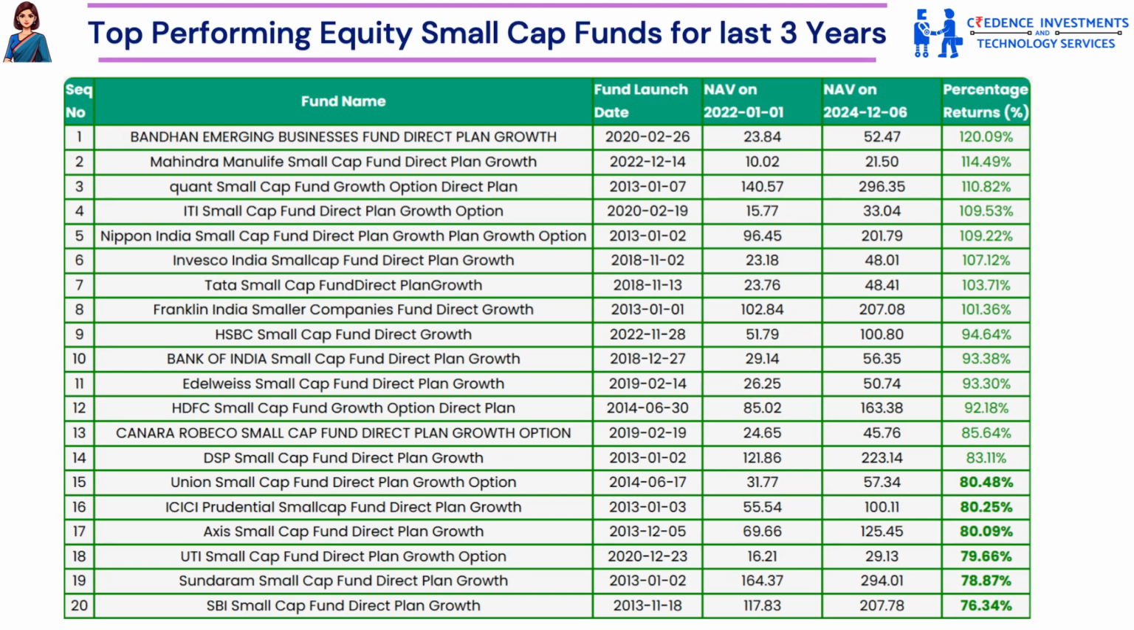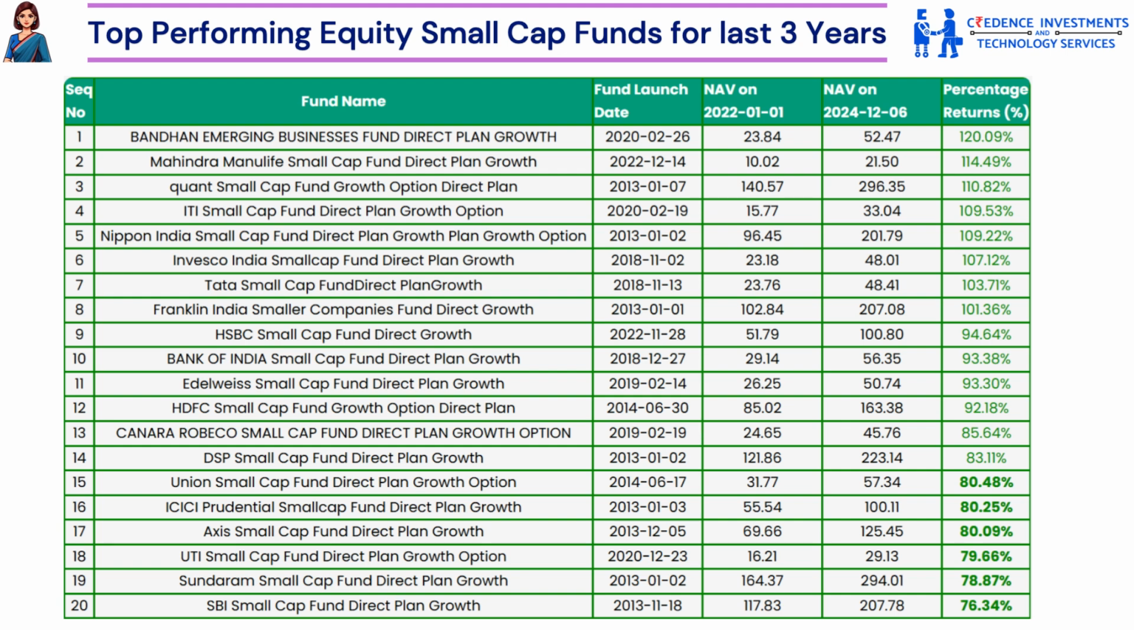Now let's look at the 3-year performance of 20 small cap mutual funds, showing their NAV, net asset value, on 1st January 2022 and 6th December 2024, along with their percentage returns over this period. Top performing funds, based on returns.